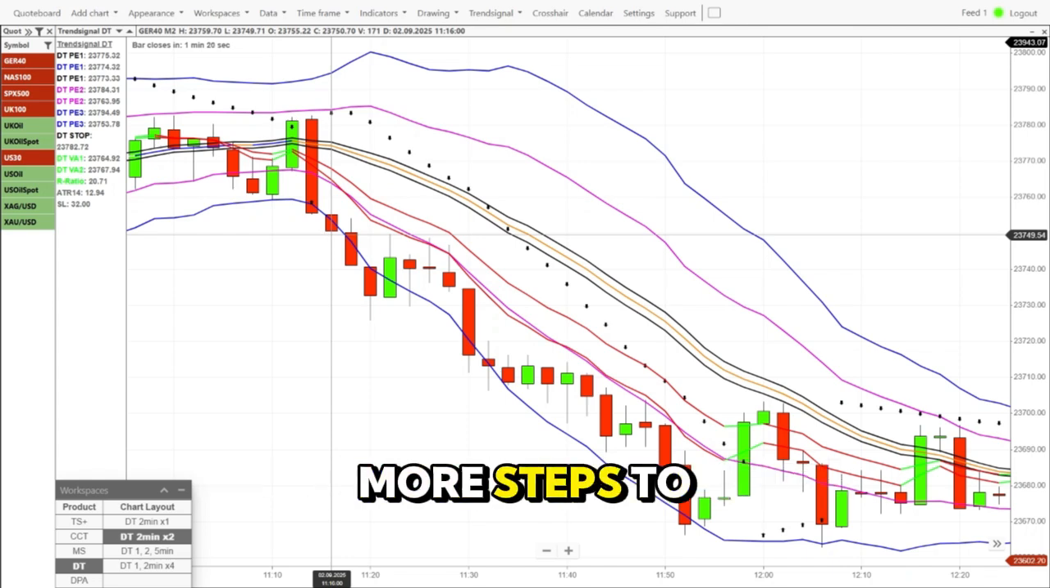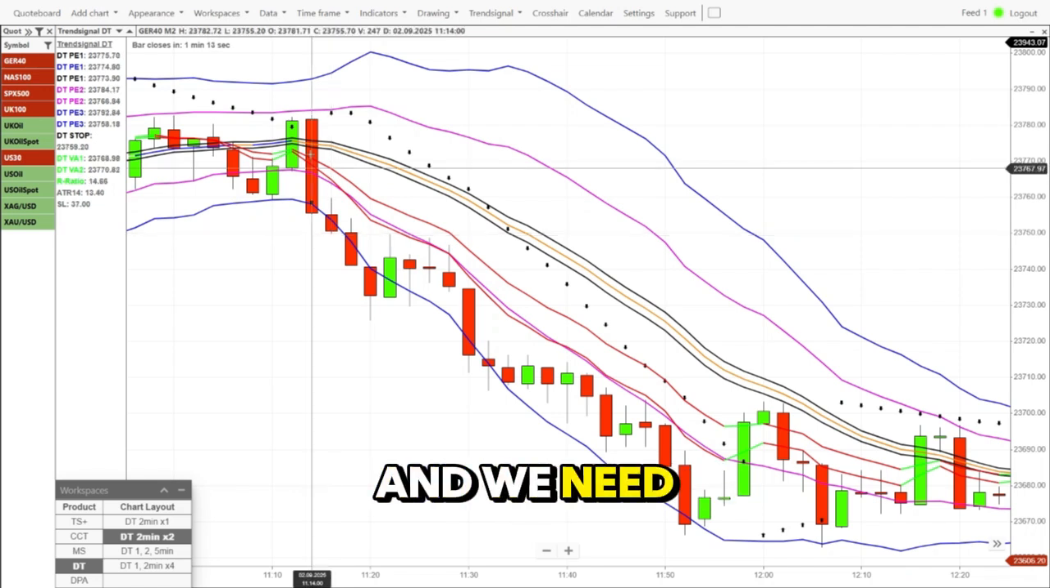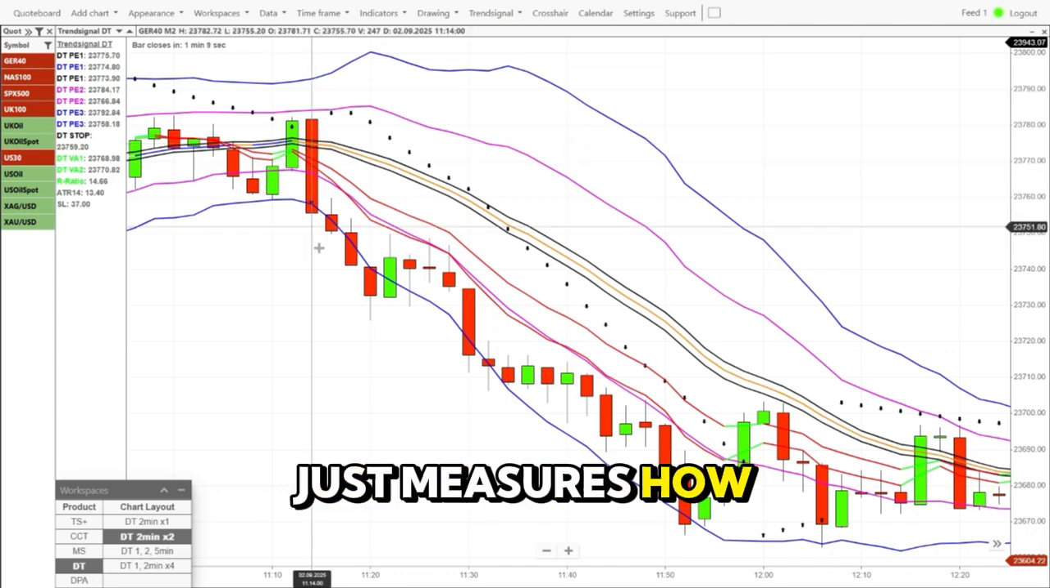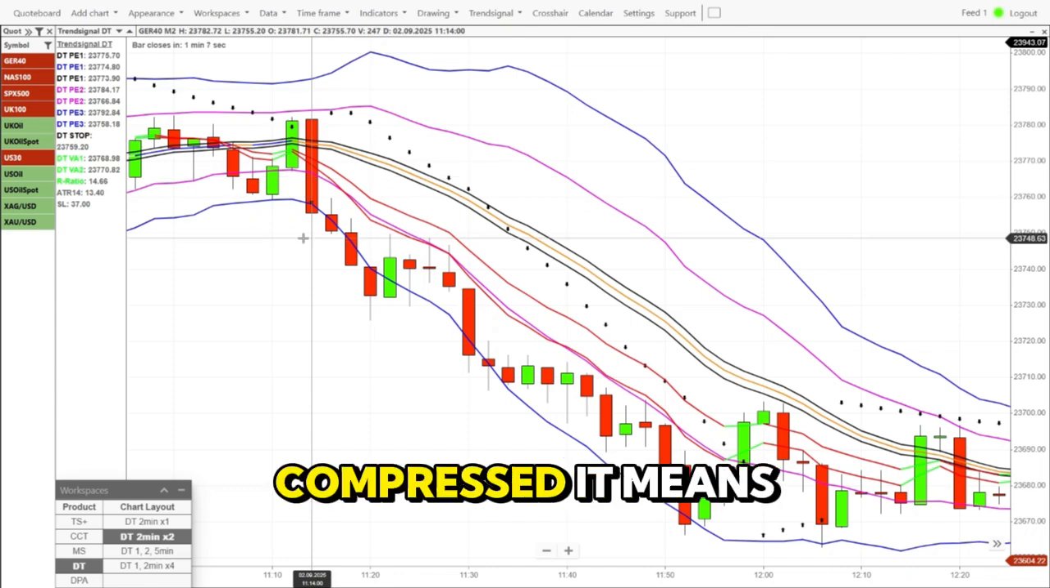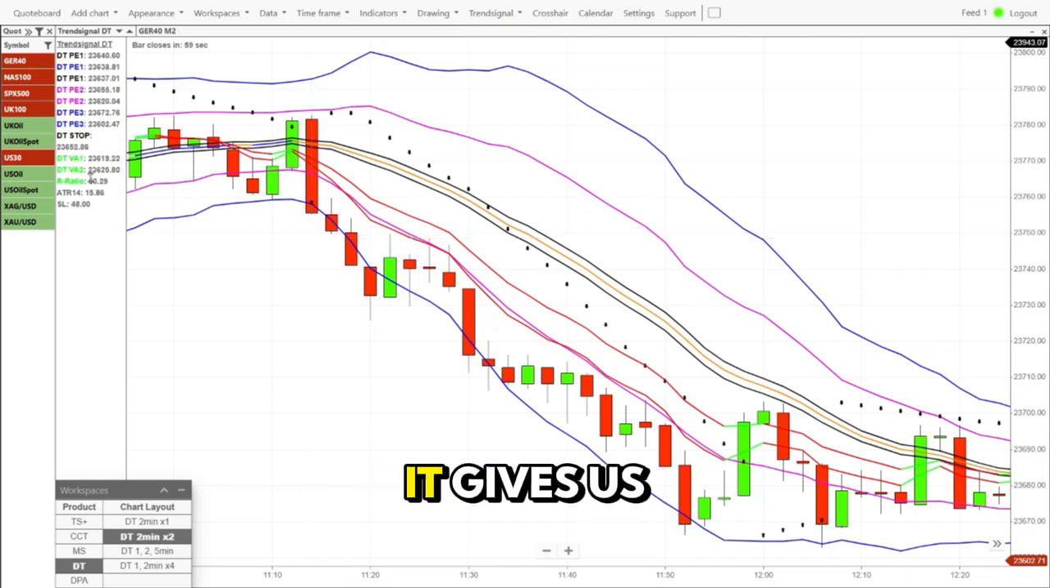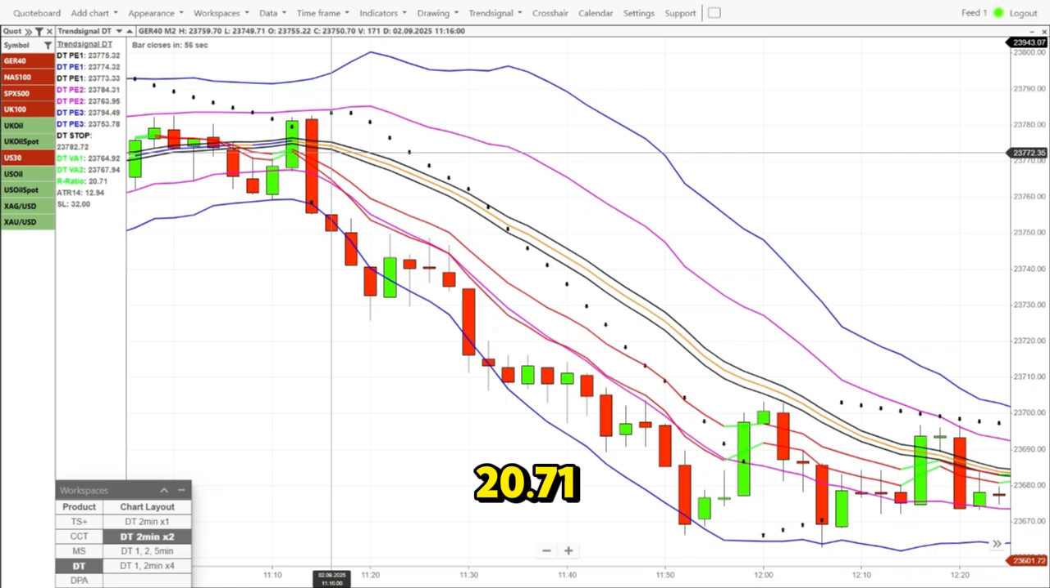There are only 2 more steps to make sure that while we have a valid trade, it's worth taking in the first place. We need to look at the R ratio, and we need to look at the trend line of the trade. What the R ratio does is measure how compressed the market is. If it's too compressed, it could look really nice, but what's probably going to happen is you're going to spend your money to enter, it's going to move a few pips and then pop back the other way. In this case, it's green. It gives us a value of 20.71. The value doesn't really matter too much. It just needs to be a positive number, which it is.